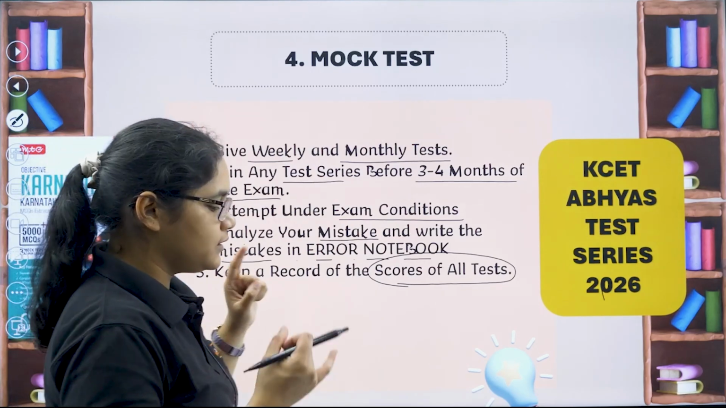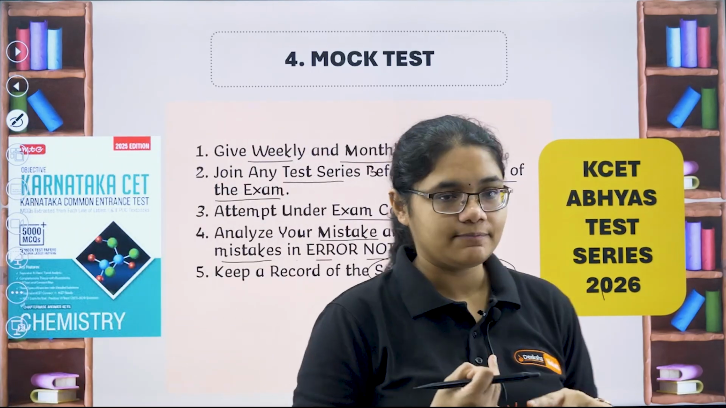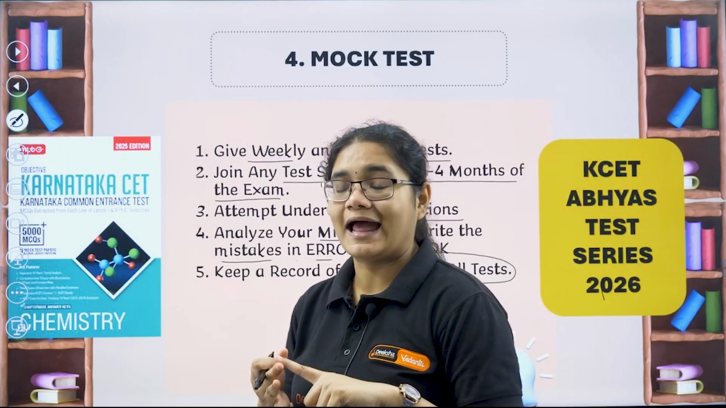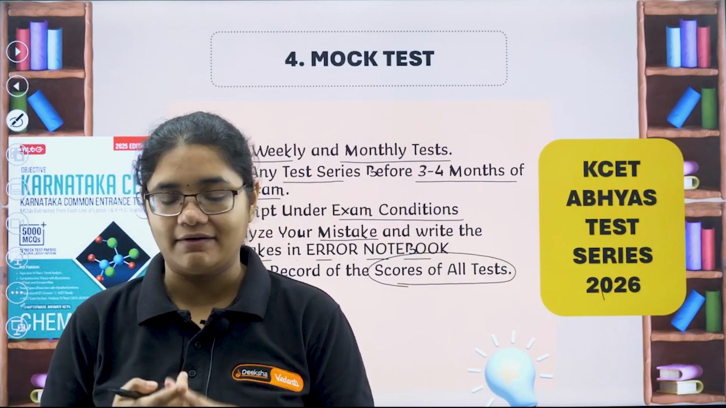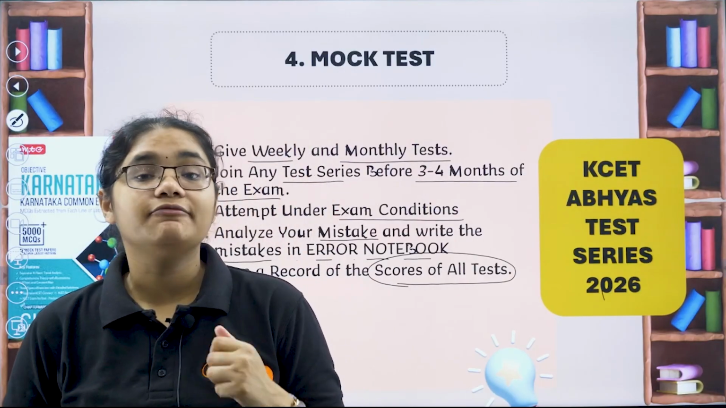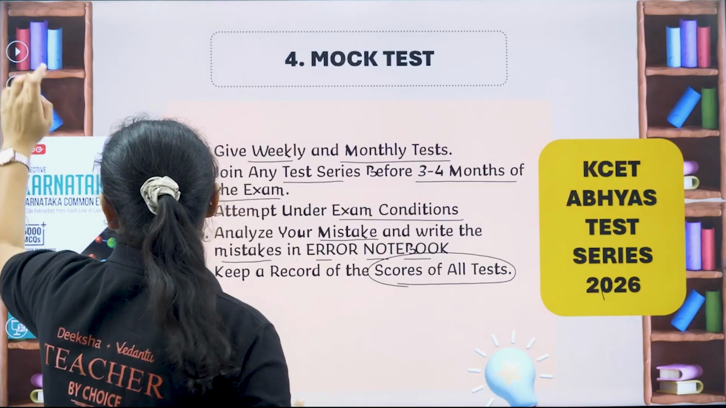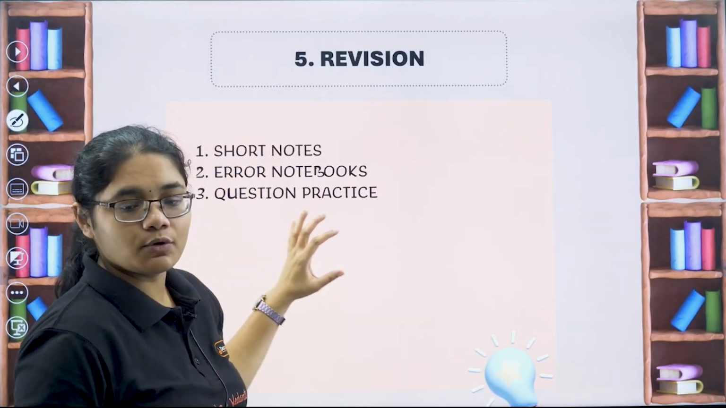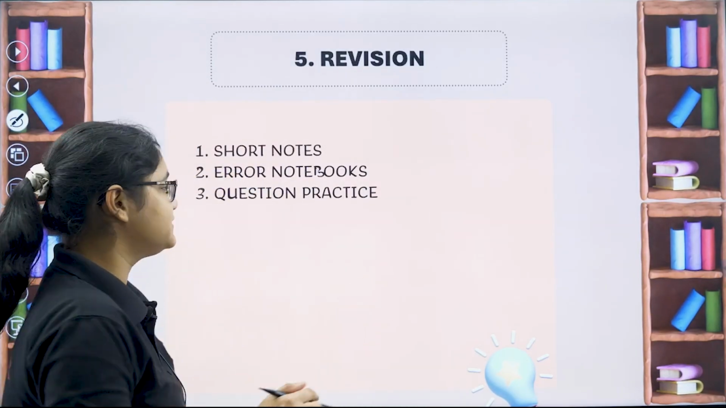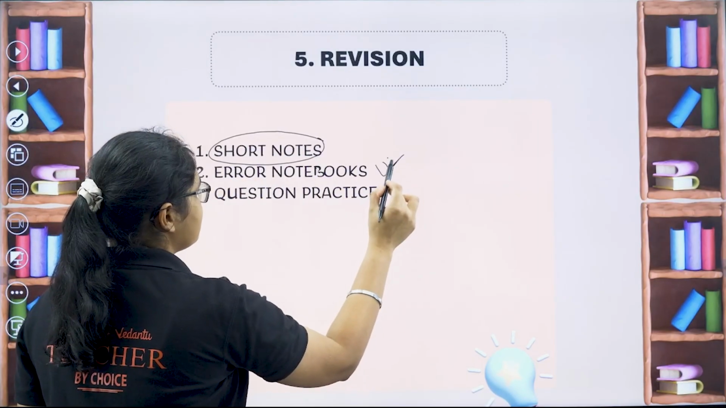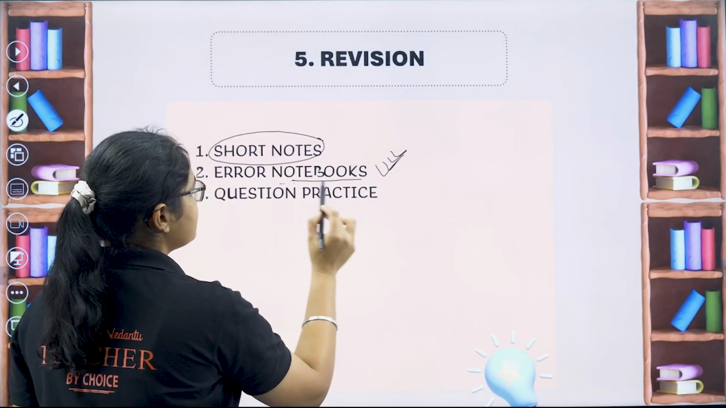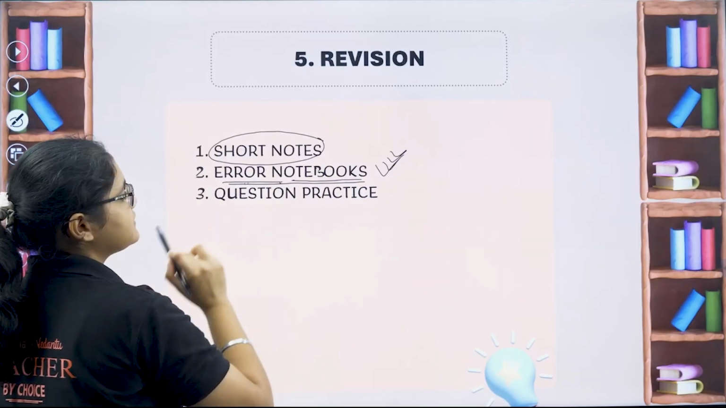Now we have done concept clarity, we have made our notes, we have done PYQs, and now mock tests. Now what is the fifth one? After this, what is important is revision. So what are the sources from where you can revise? From the short notes that you have prepared. The error notebook is very important. Your weak points are written in this error notebook.